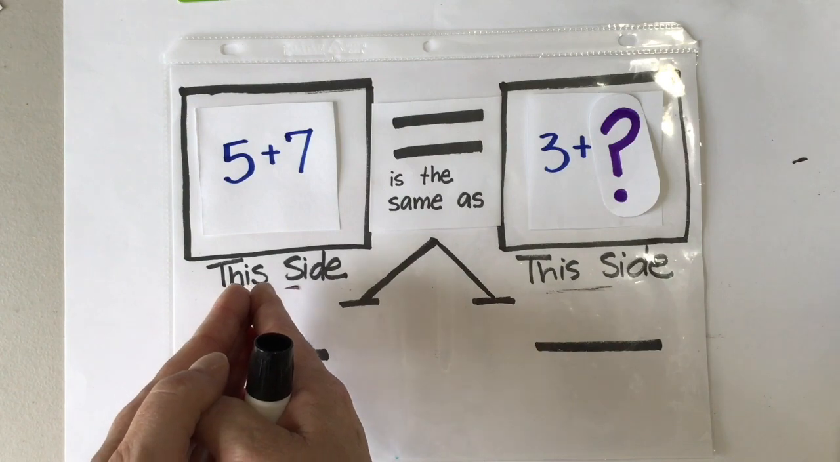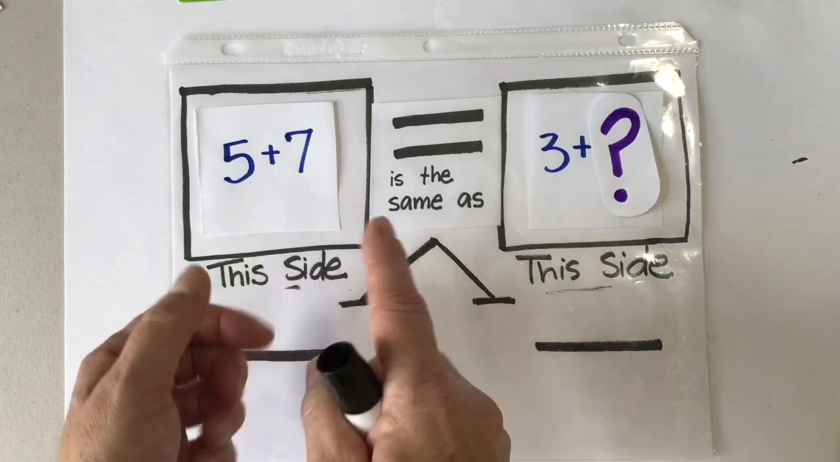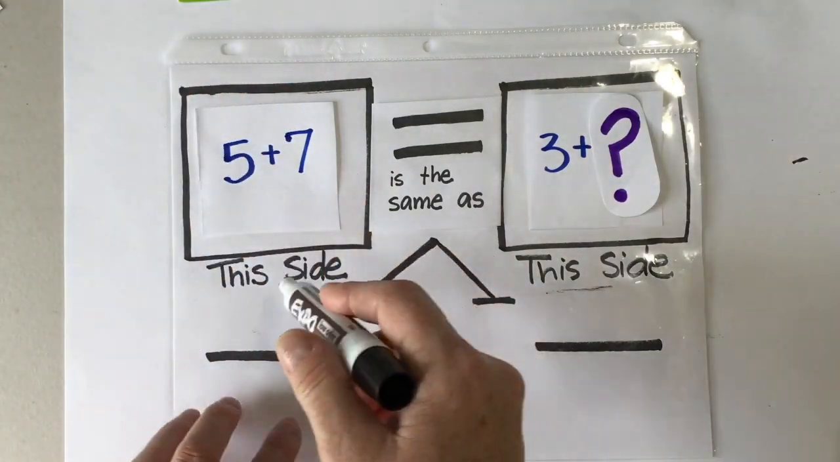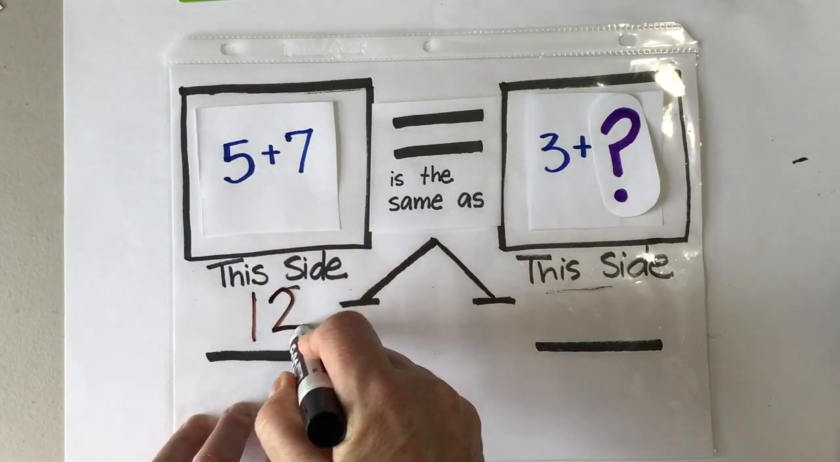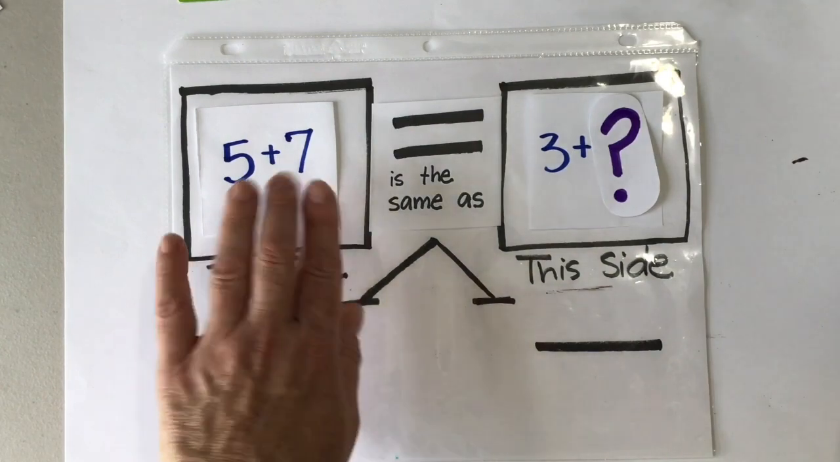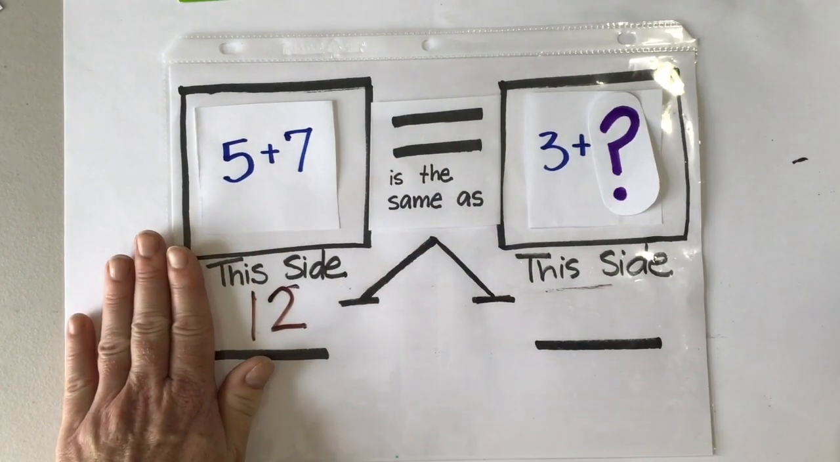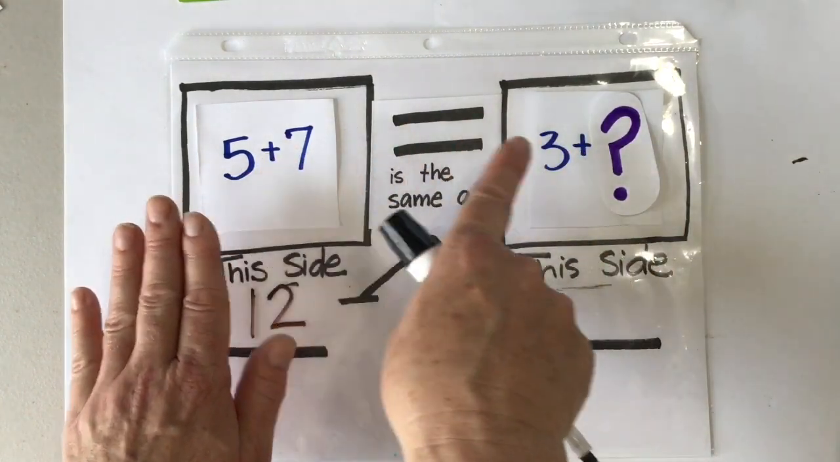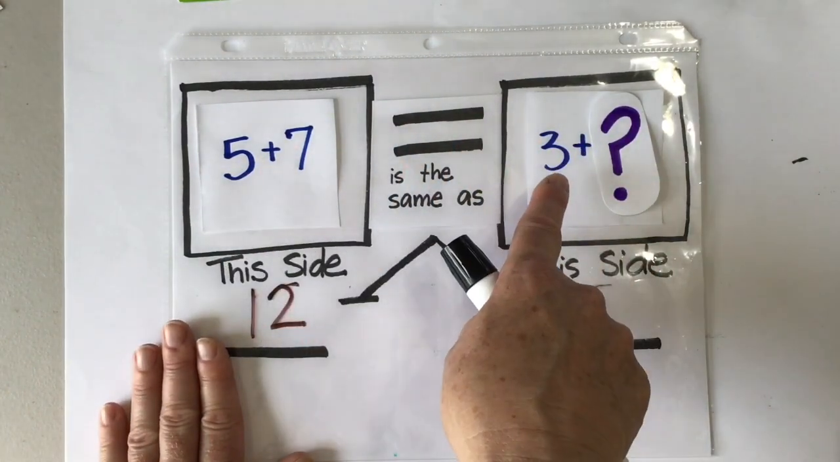I'm going to count up from 7. 7, 8, 9, 10, 11, 12. So 5 plus 7 is 12. So we know that for sure. And I'm done with this side. We don't cross the equal sign and do anything over here with the 3.